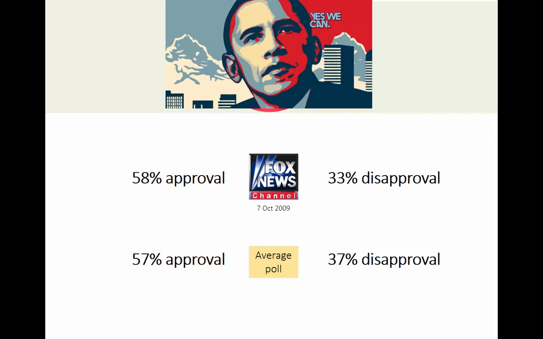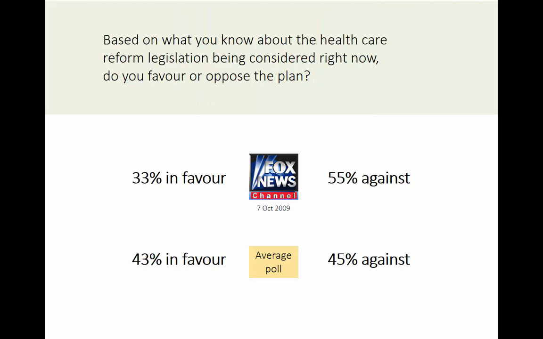How could we explain this difference of 33 to 43% here? Now let's jump into the actual question they asked people: based on what you know about the healthcare reform legislation being considered right now, do you favor or oppose the plan? Is there any bias in this question? I don't see any. Maybe some things you could ask slightly differently, but there is no real bias in the question. They don't probe with something like "Obamacare is bad" or "this is stupid," or mention things that have negative implications. I don't see any bias here.